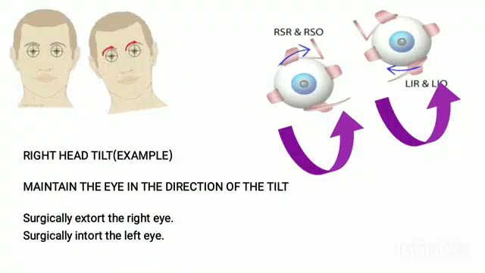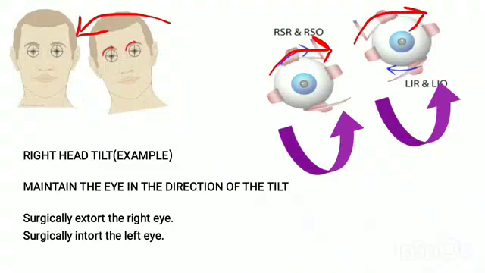Now this is an example of a patient who has right-sided head tilt. Therefore, the null point is shifted towards the left side and the eyes are also deviated towards the left side. Now to surgically maintain the eye in the direction of the tilt, that is towards the right side, we have to extort the right eye and intort the left eye. This is the principle of Kestenbaum procedure.